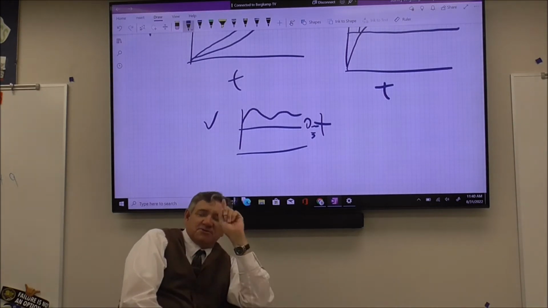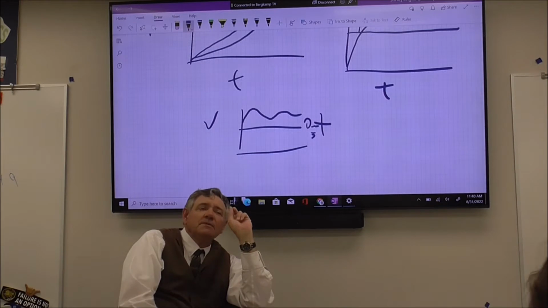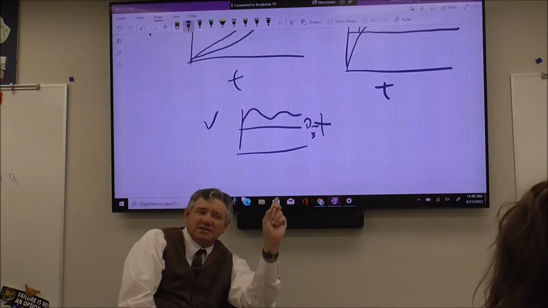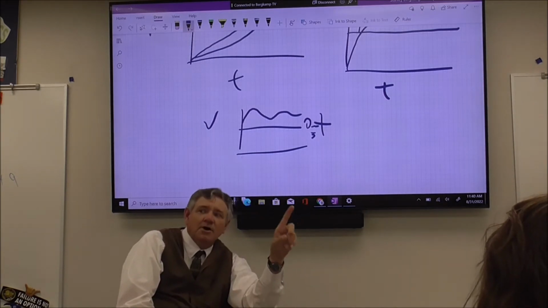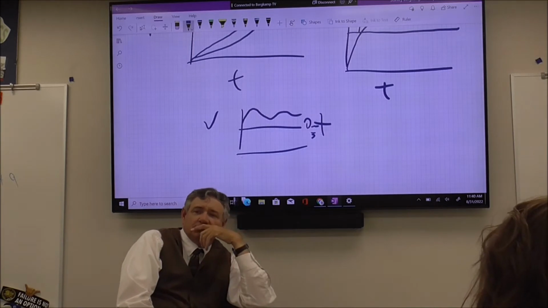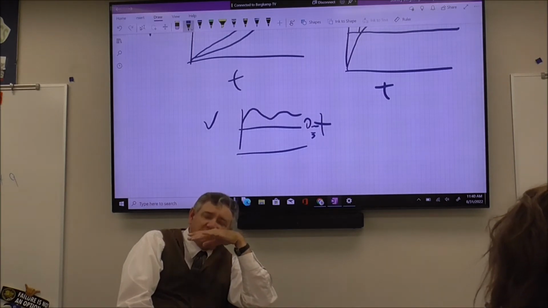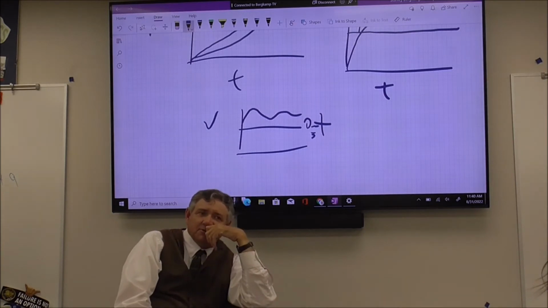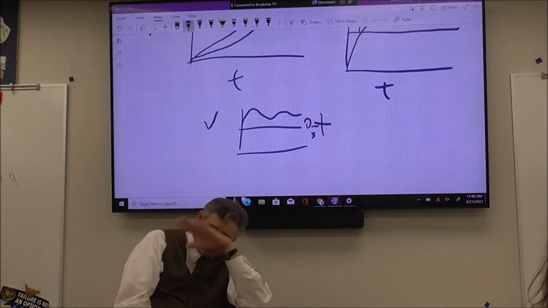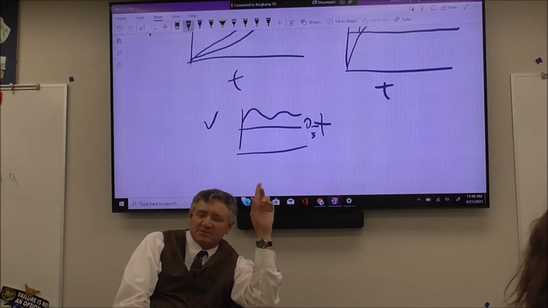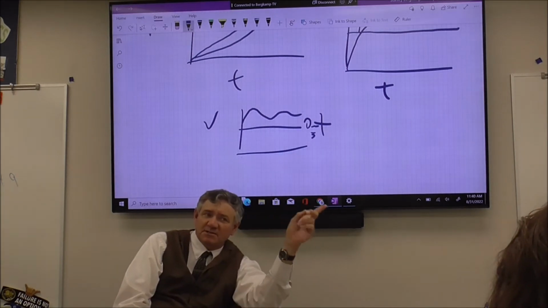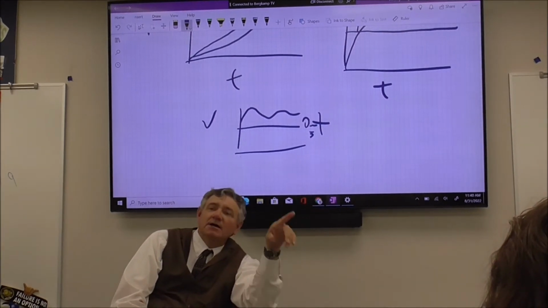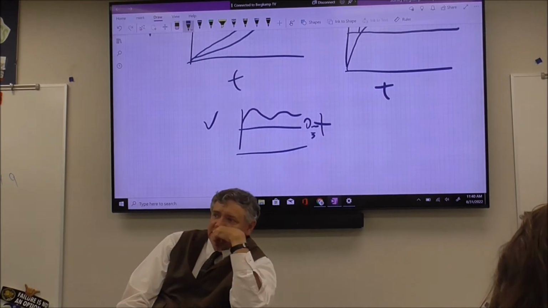So let's settle this. True or false? If the slope of a velocity time graph changes sign, you change direction. False. Absolutely false. What would I have to say to make that statement true? It has to cross through 0 meters per second. So just because the slope of your velocity time graph changes sign does not mean that you change direction.